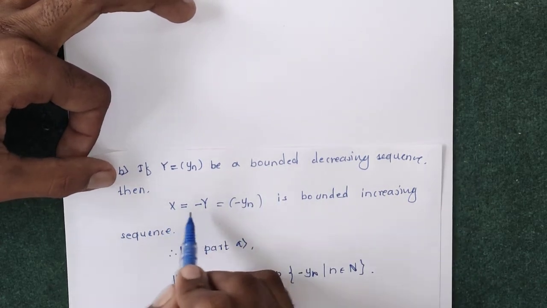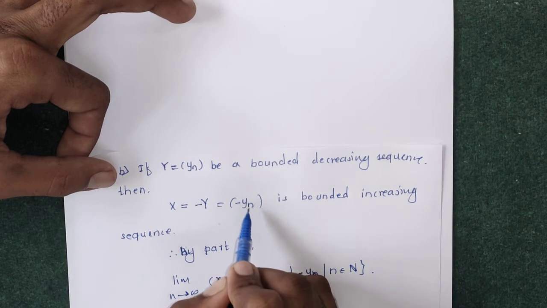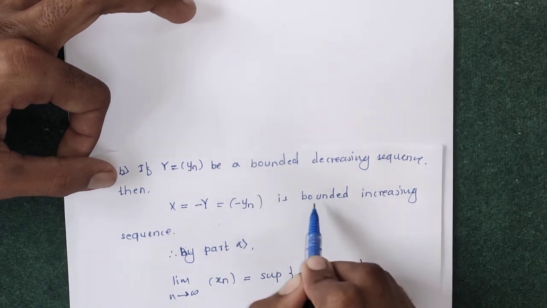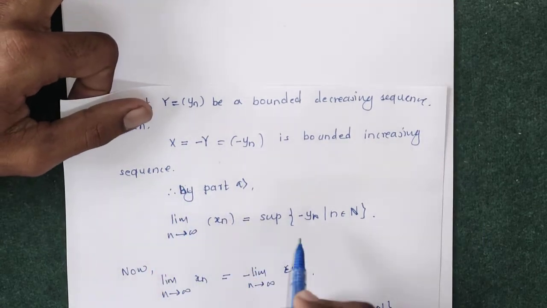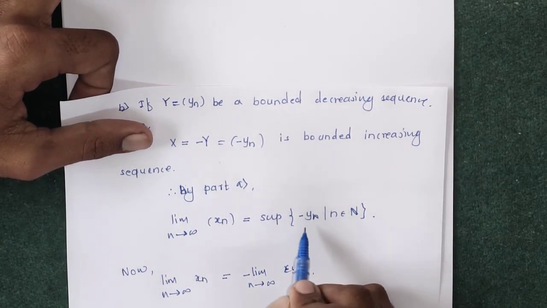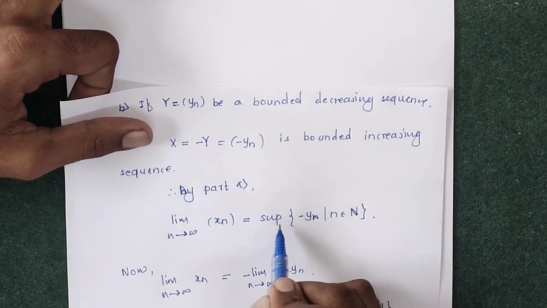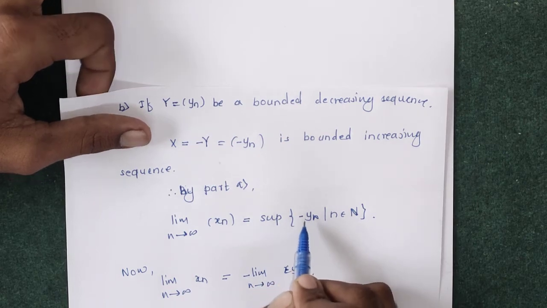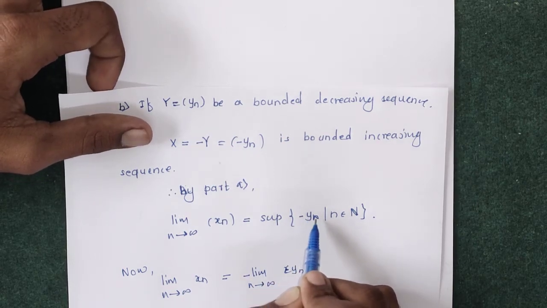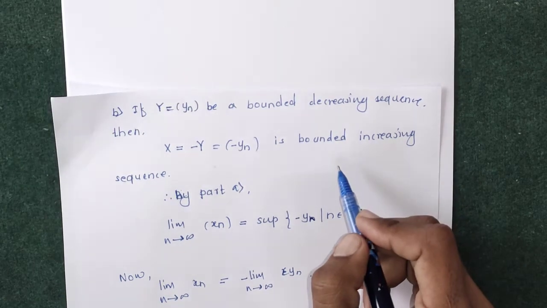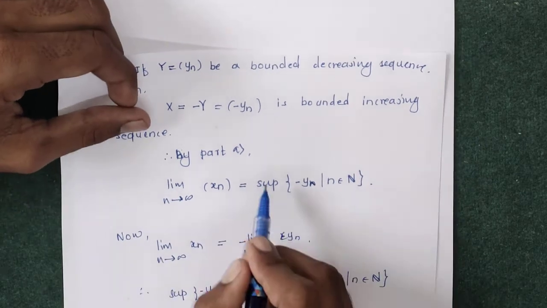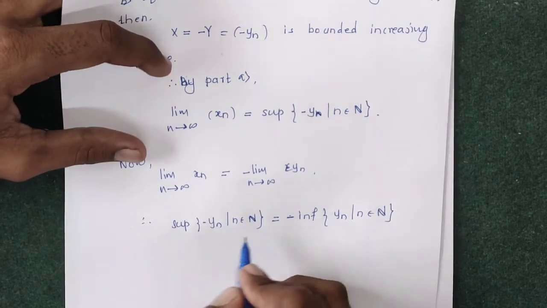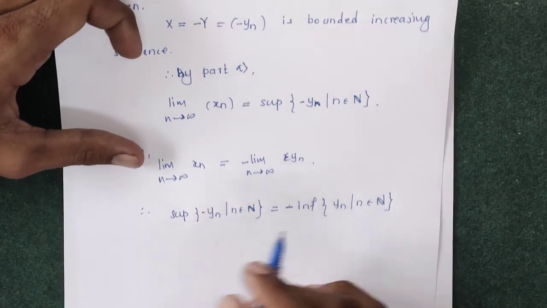Now we have taken x equals minus y, that is minus yn, then this sequence is clearly bounded and increasing. So bounded and increasing means that the sequence converges to its supremum. The supremum of minus yn is equal to minus the infimum of yn, because we are multiplying each and every term of the sequence yn by -1, so that the sequence becomes an increasing bounded sequence. So the supremum of minus yn is equal to minus the infimum of yn.